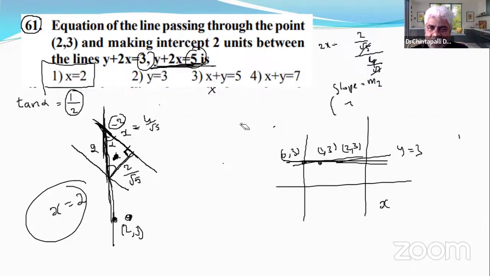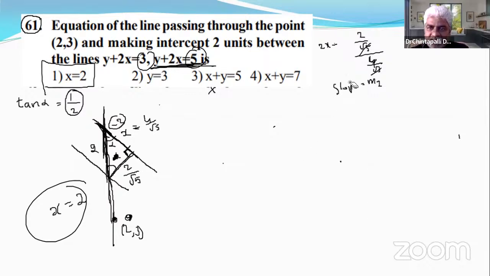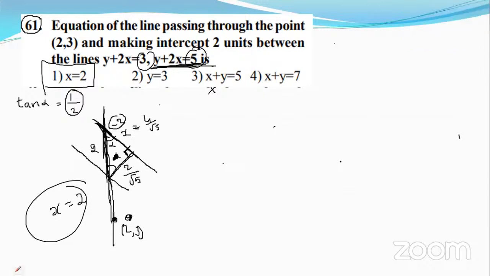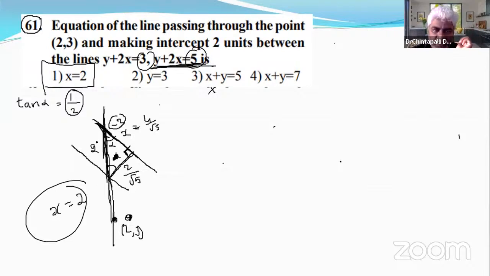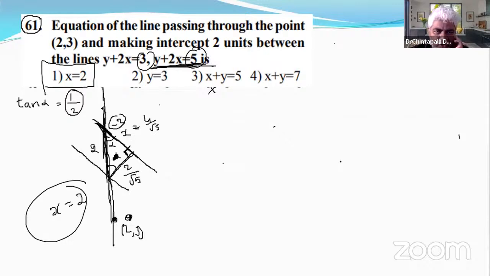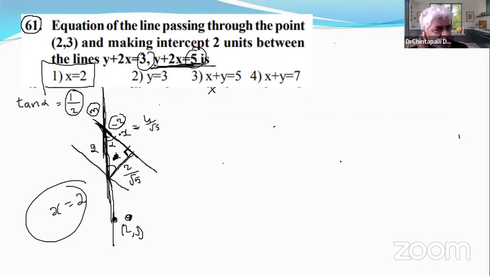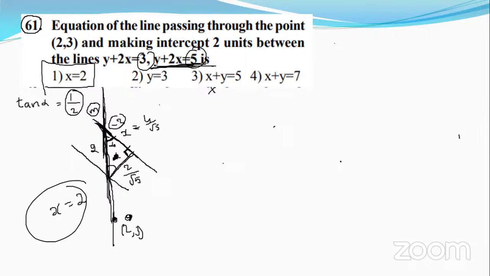We need to learn some concepts in this problem. We know the slopes of these two lines are the same. You agree? The slope of this line is negative 2. Of course, the slope of this line is also negative. And this is the required line. We don't know the slope of the required line, right? Let the slope of this required line be m, and the slope of the other line is minus 2, and the angle between them is alpha.